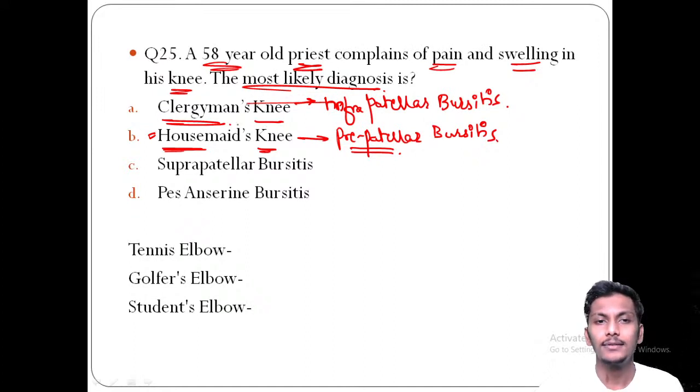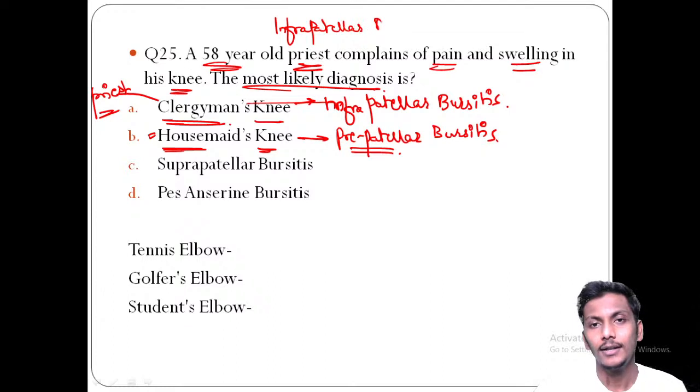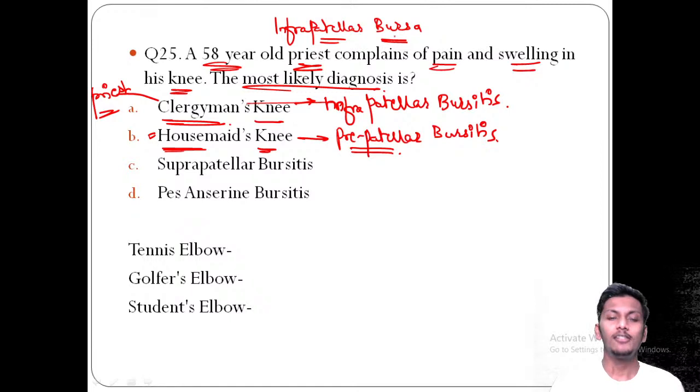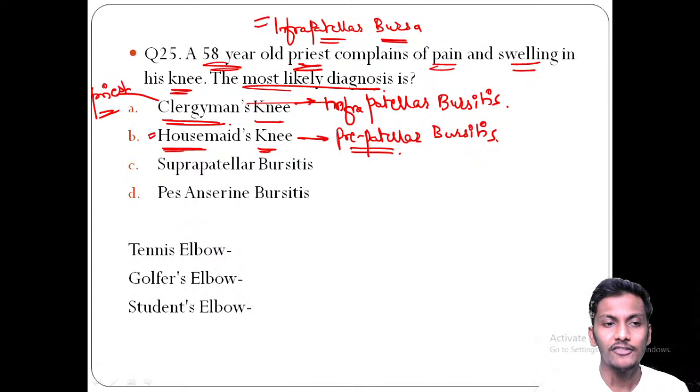What happens in clergyman's knee? What do we mean by clergyman? A clergyman usually means a priest. How does a priest sit to pray? They usually rest on their knees, and the most common part in contact with the floor is the infrapatellar bursa. While the priest is praying, the contact is at the infrapatellar bursa, so inflammation can set in, known as infrapatellar bursitis. This condition is your clergyman's knee, and option A is your answer.